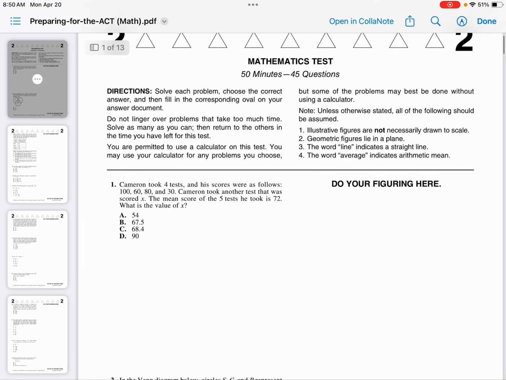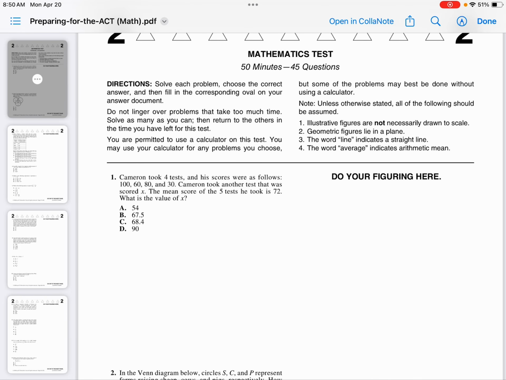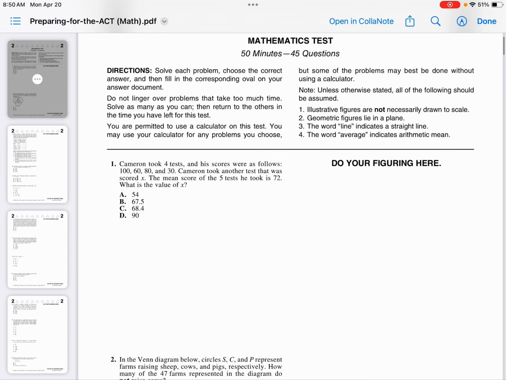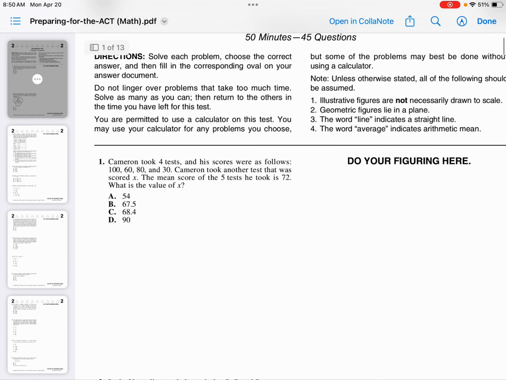All right, guys, so here is my raw attempt at the ACT math. We'll see how it goes. There is a possibility that there may be some on here that I do not know, so if that's the case, we'll pause and then go back to it. But let's take a look.